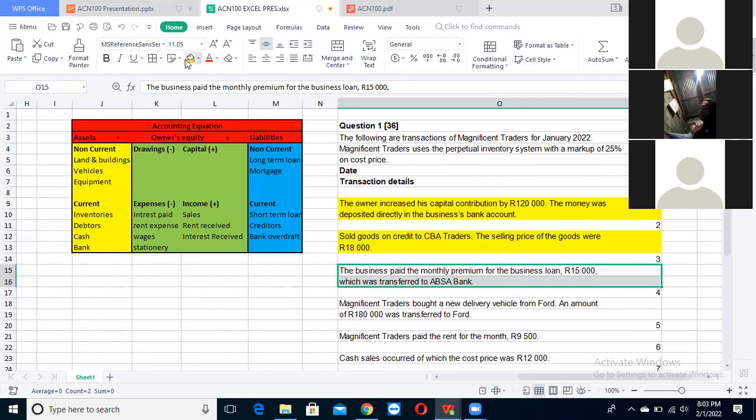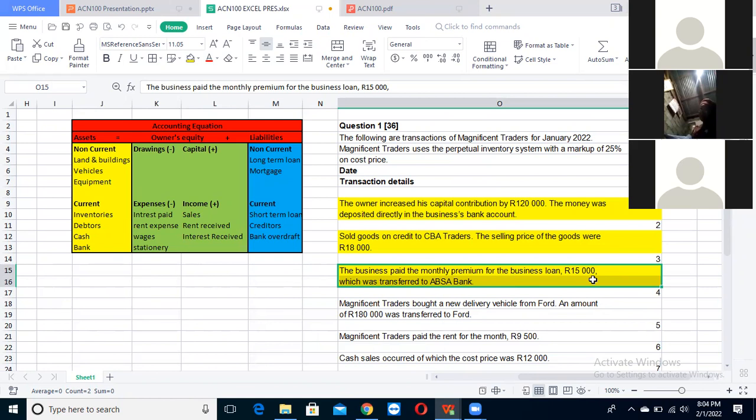We move on to the third transaction, just highlighting it so that you can see. We are told that the business paid the monthly premium for the business loan of 15,000 rand, which was transferred to Absa Bank. So I have talked about loans, and I have said that sometimes the business borrows money from the bank in anticipation that they will pay it in premiums. So a loan is not paid back as a full amount.